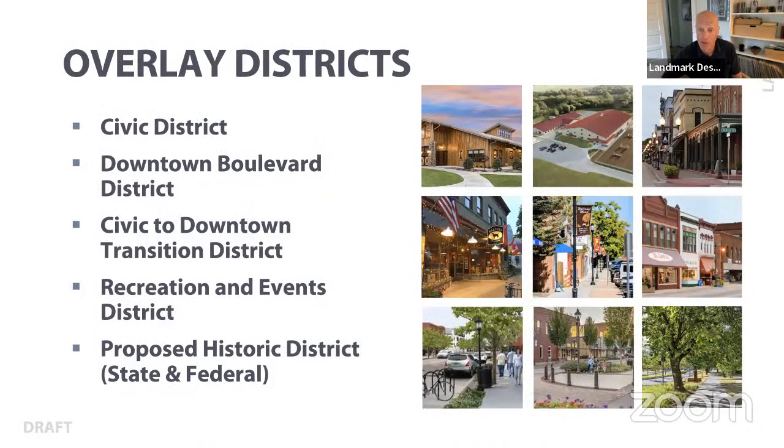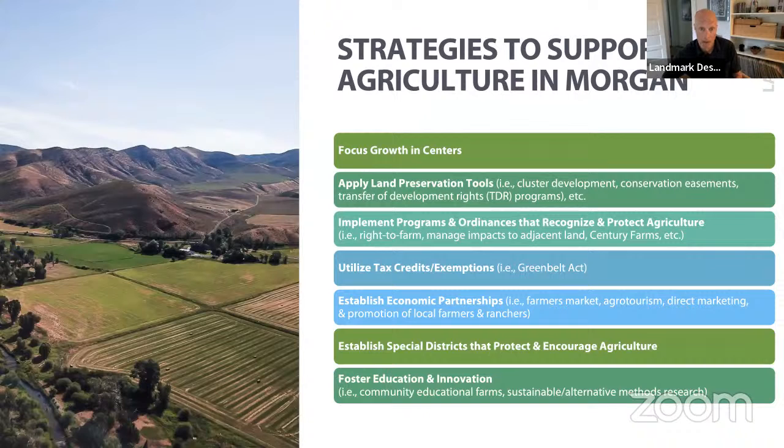And these are some images of those, sort of what we're talking about in those overlay districts of the civic district all the way down to the historic district. So those are the key principles in land use. We then think about what strategies might be used to help us achieve that vision.